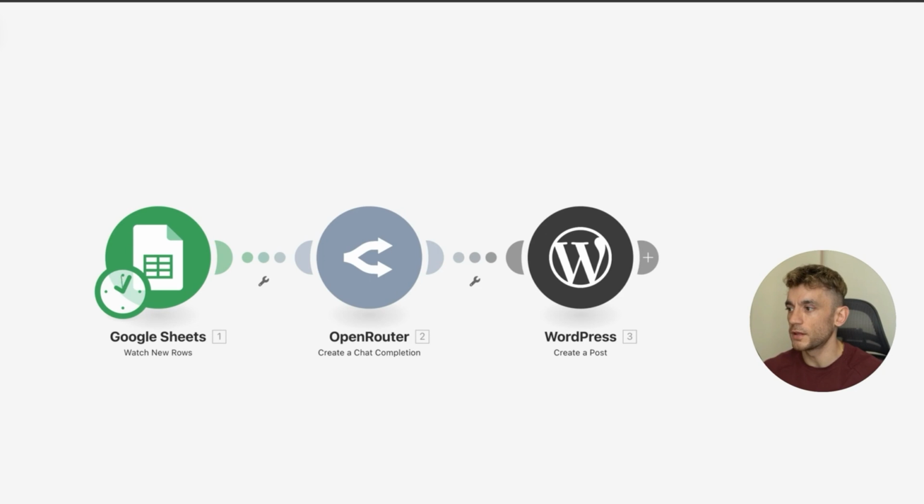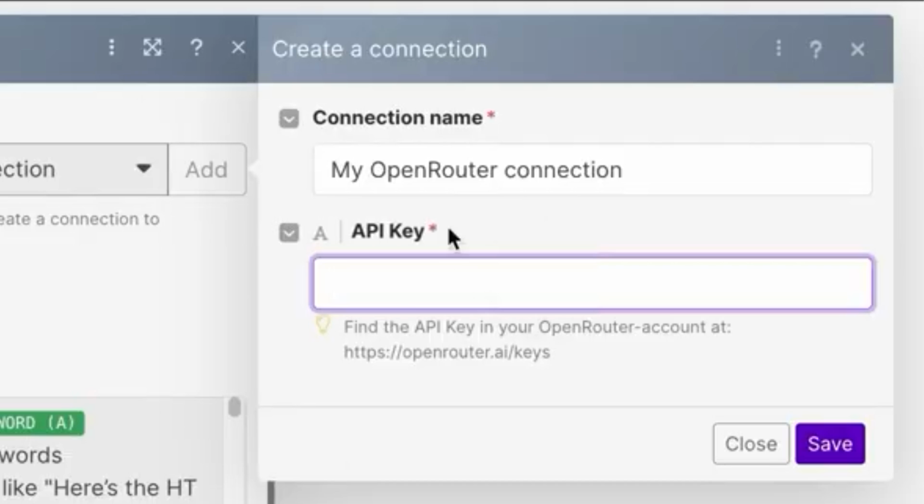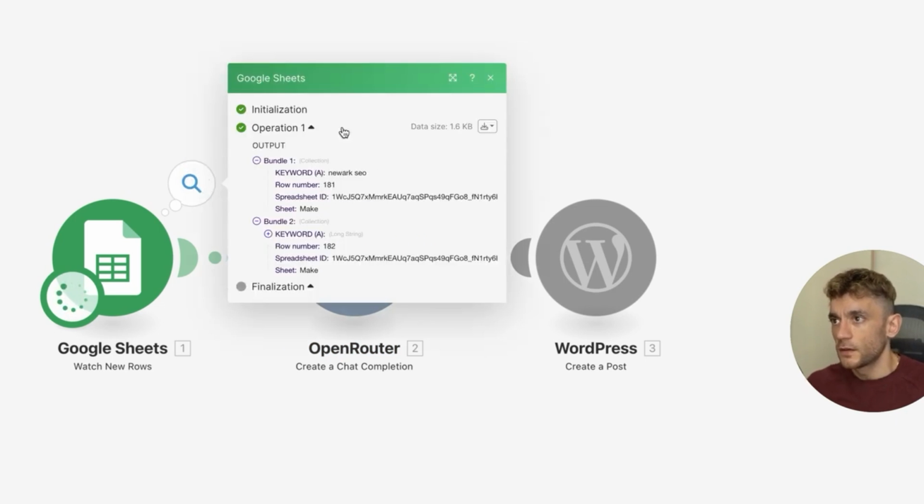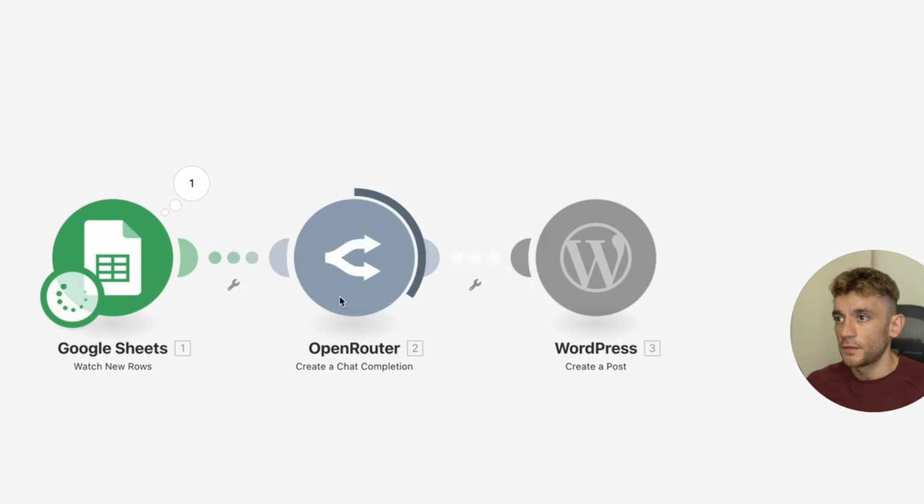So for example, we're going to hit run once, and we just need to plug in the API key first. All right, so you get your API key and you're going to plug it directly in here before you run the automation. We'll hit save on that. And now you can see that the automation is running nicely, right? So it's taken the keyword from the spreadsheet, and you can see the keyword right there, Newark SEO. Then it's running the completion through OpenRouter.